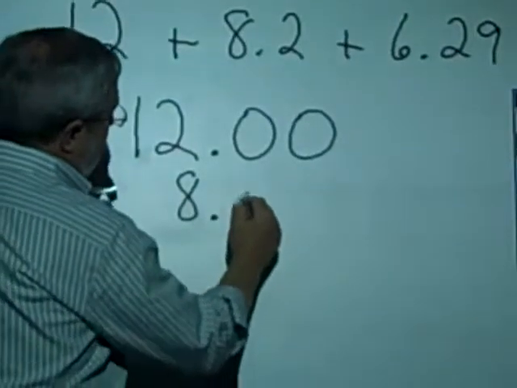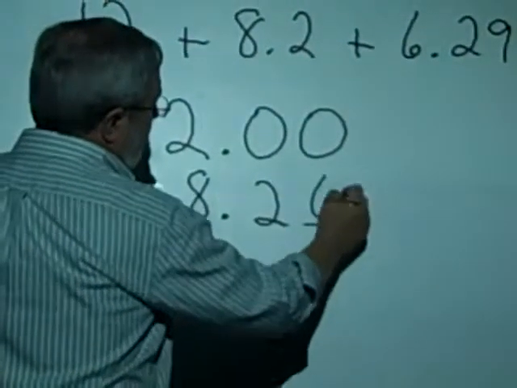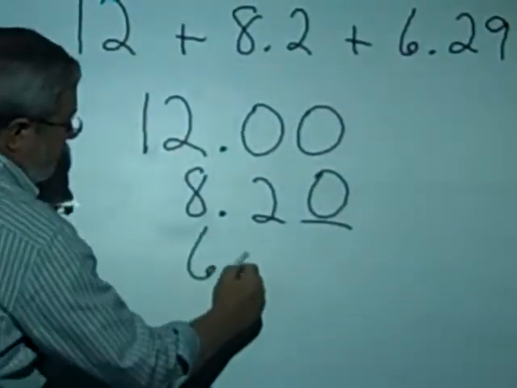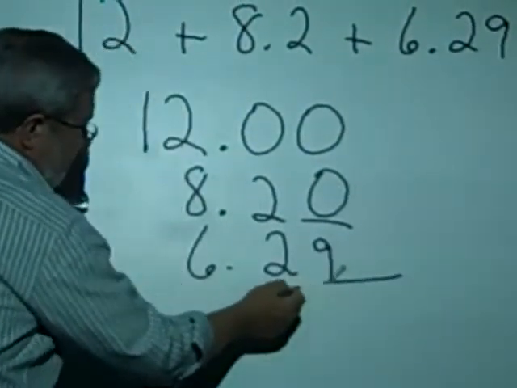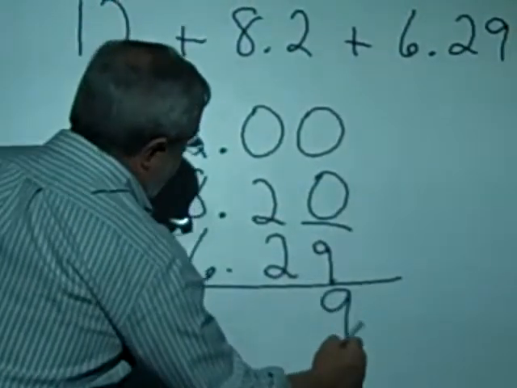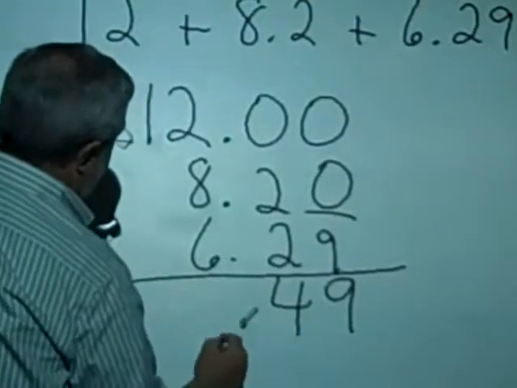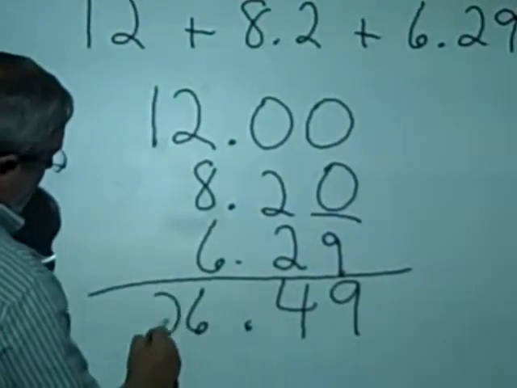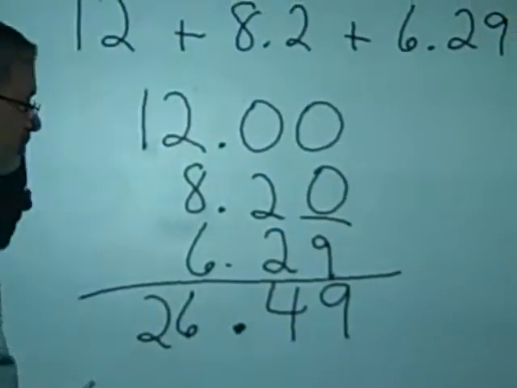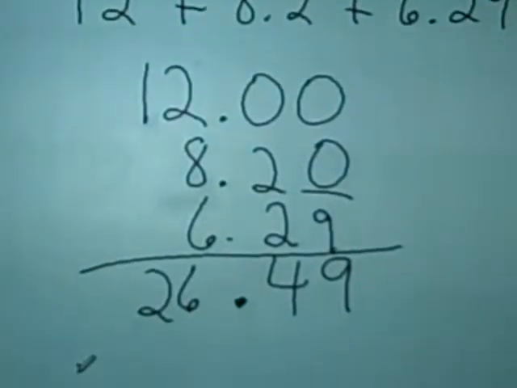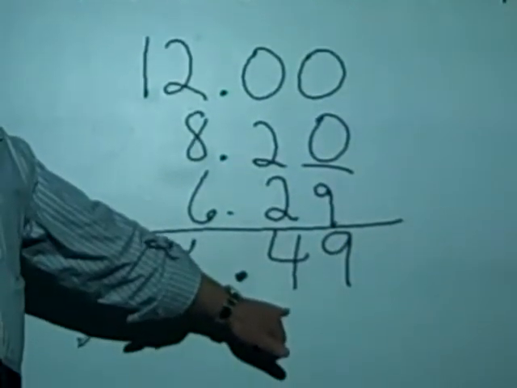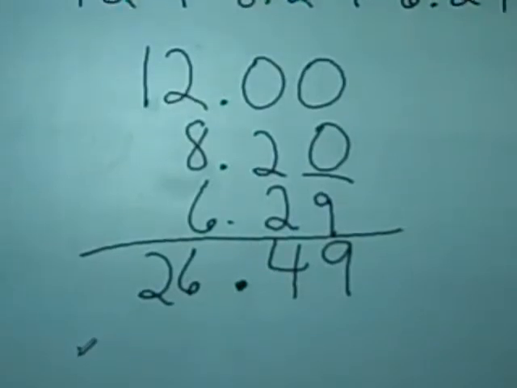Now this is my second one, 8.2. I'm going to fill in this spot right here, and then 6.29. I'll put that one right up under here. And then when I add this down, you should get an answer of 26.49 or 26 and 49 hundredths is the way that should be read.